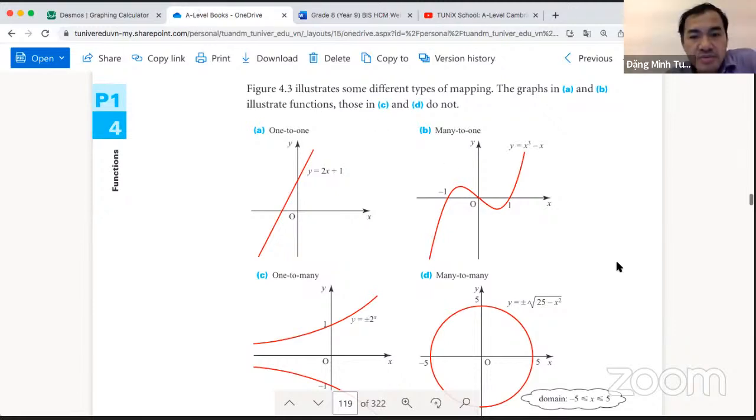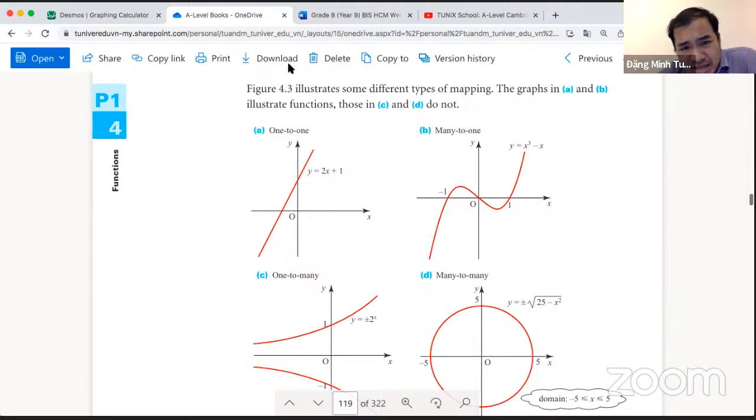Now you understand the graph? Sort of. I'm looking at the book right now. One to one is linear. Many to one is what? Is it quadratic? Many to one, what does it mean?